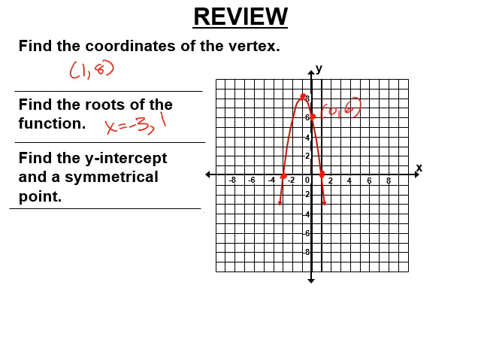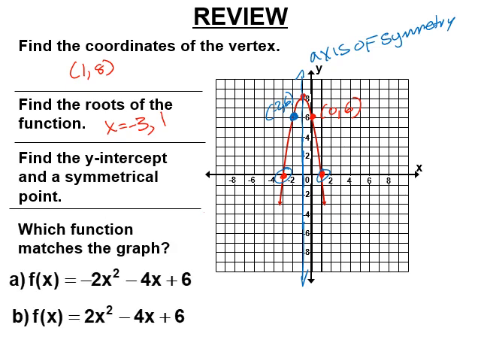The line down the middle of a parabola is called the axis of symmetry. Across the axis of symmetry is always a symmetrical point. So the symmetrical point is (-2, 6). Notice the roots are also symmetrical on either side of the axis of symmetry, the same distance away from it. You should be able to look at those functions and know which one is this parabola. It's A. Why? It has the correct y-intercept, but more importantly, the function has a negative coefficient for x squared. That means it's upside down. So it can't be the other one.